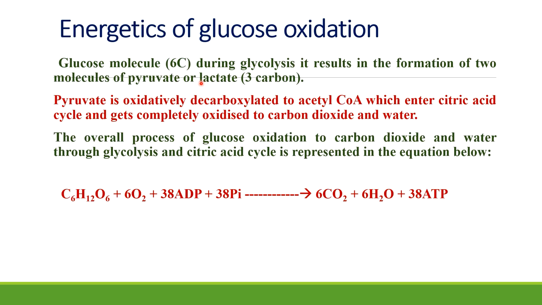Energetics of glucose oxidation. The glucose molecule is a 6-carbon molecule, a hexose molecule, and during glycolysis we have seen that it results in the formation of 2 pyruvate or 2 lactate molecules. Both of them are 3-carbon molecules. The pyruvate molecule is initially oxidatively decarboxylated to result in the formation of acetyl-CoA. This acetyl-CoA condenses with oxaloacetate to form citrate. That is the first step.